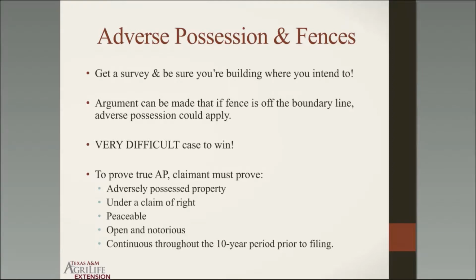To prove adverse possession in this kind of situation, a person would have to prove that they adversely possess the property. So that would have to mean that they possessed it without permission, right? If you told them they can use it, it's not adverse possession. Under a claim of right, that means they have to be actually trying to claim ownership. Peaceably, that means you aren't in there trying to kick them out or filing lawsuits against them. It has to be open and notorious, and there has to be continuous use throughout the 10-year period prior to the filing.